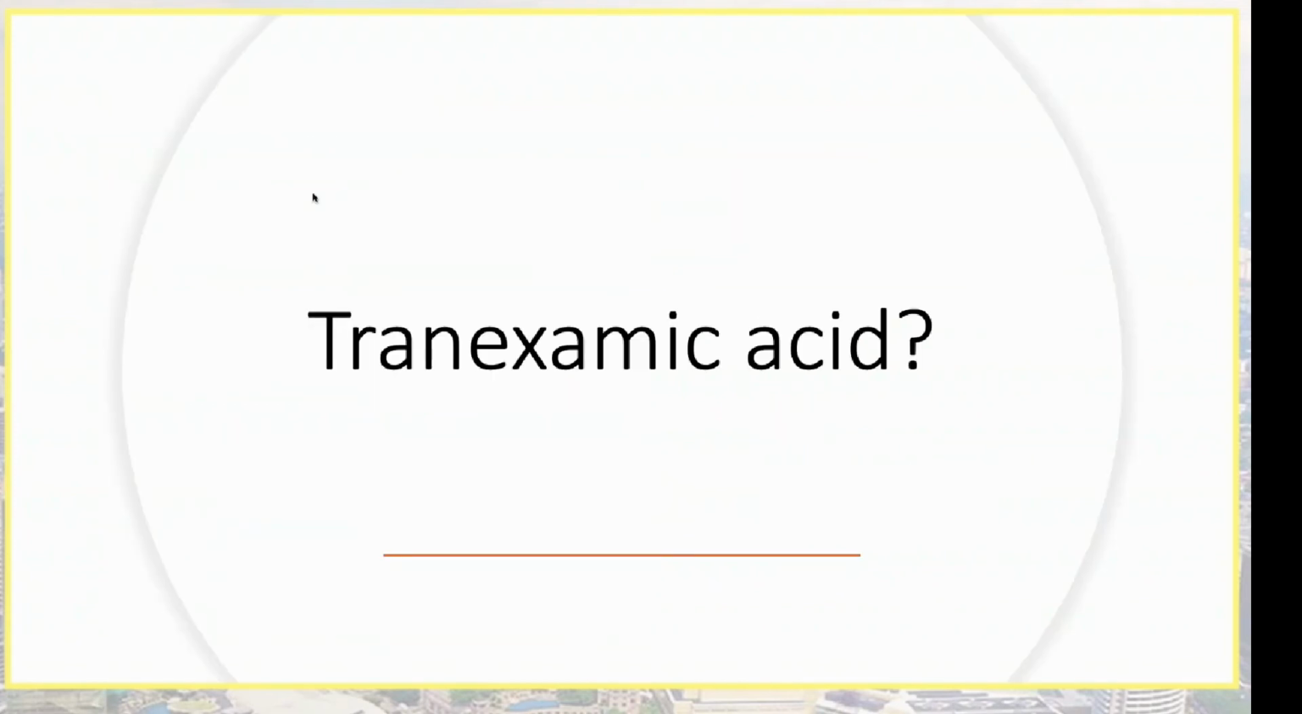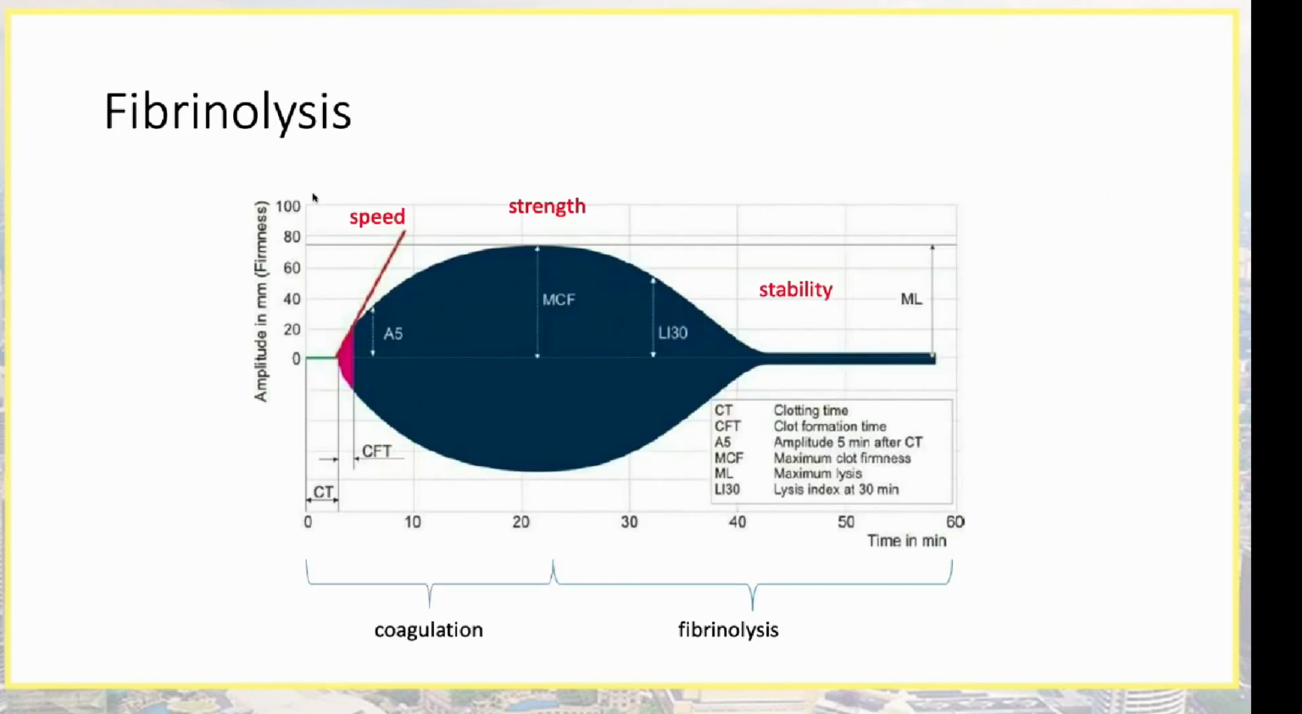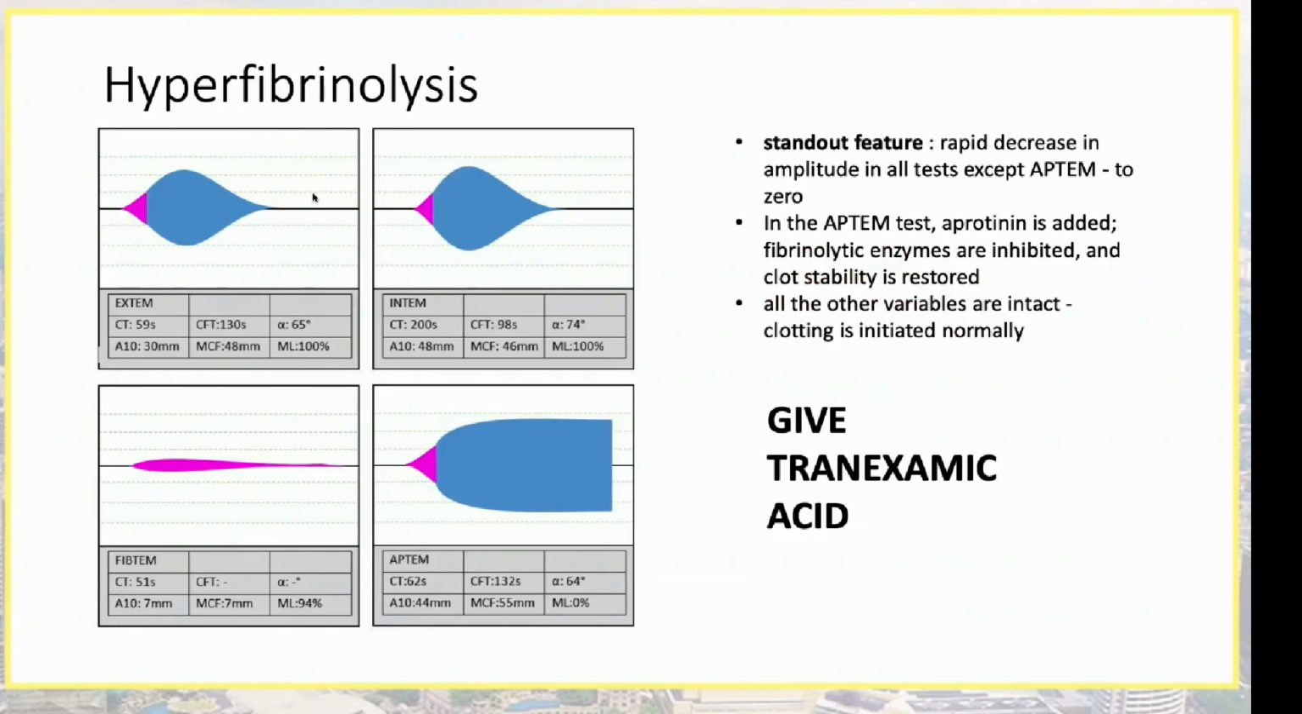The last one is tranexamic acid, whether we give antifibrinolytic drugs or not. So just pay attention to the EXTEM, INTEM, and the APTEM. You can see from the maximum clot firmness, MCF, of the EXTEM and INTEM, the clot becomes unstable and you basically go back to the baseline, right? But when we put aprotinin in the blood, we can see the clot is stable. So this is a classic picture of hyperfibrinolysis.